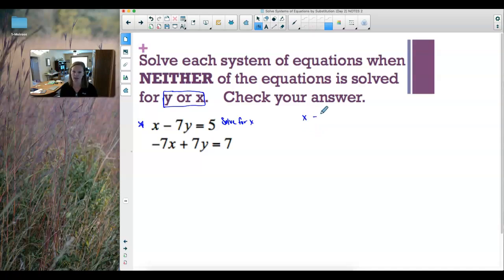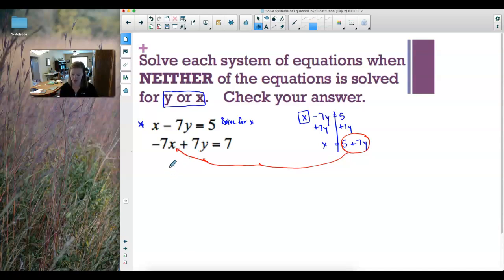So x minus 7y equals 5, and we want to get the x all by itself. That means I just have to add 7y to both sides. So I have x equals 5 plus 7y. Now that's really nice once we have that, because now if this is what x equals, I can take that and substitute it right into here for x.